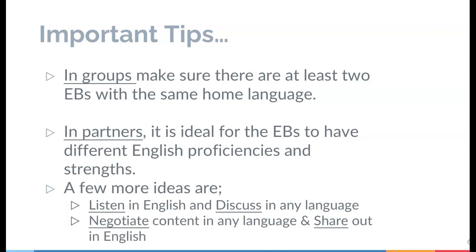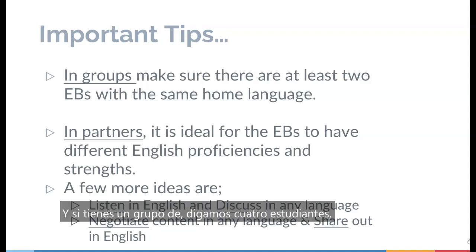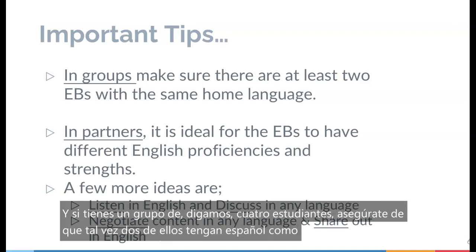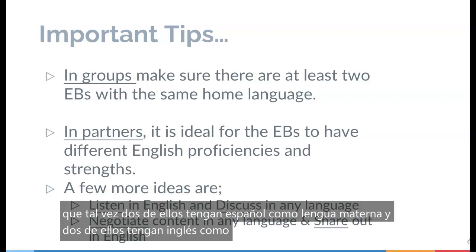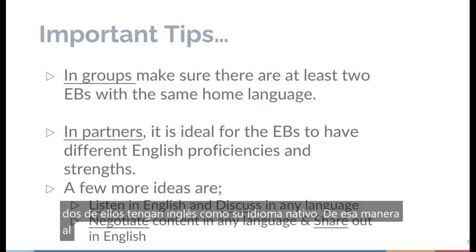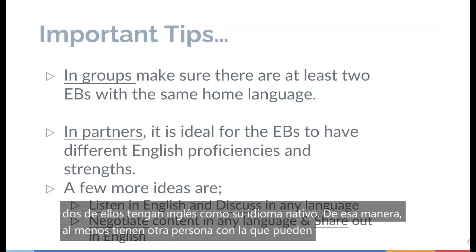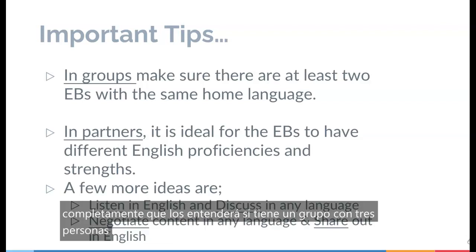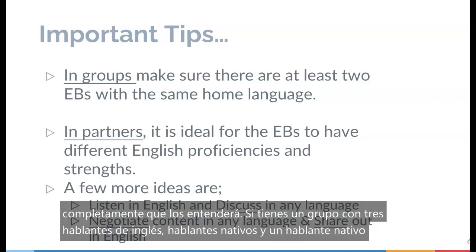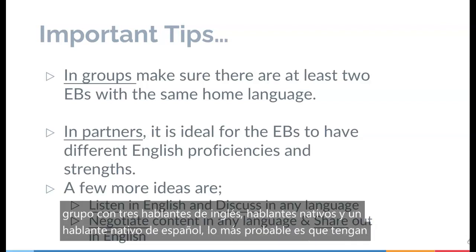And if you have a group of, let's say, 4 students, make sure that maybe 2 of them have Spanish as their native language and 2 of them have English as their native language. That way they at least have one other person that they can fully communicate with that will understand them. If you have a group with 3 English native speakers and 1 Spanish native speaker, they're most likely going to have to use English for the whole assignment.